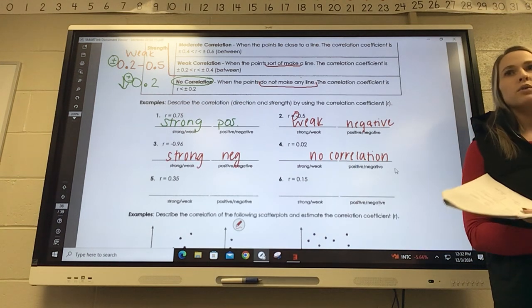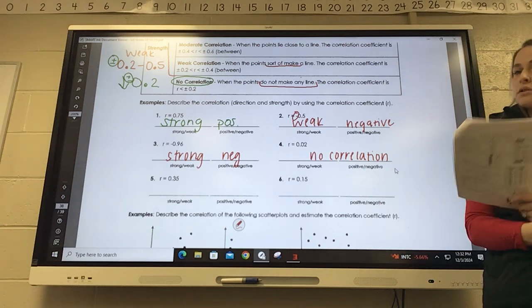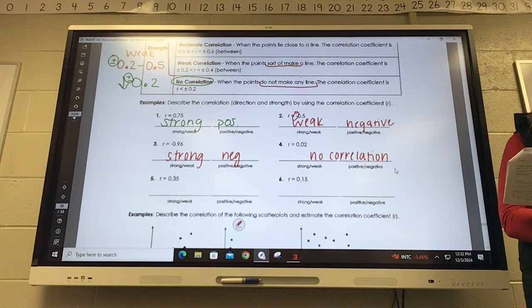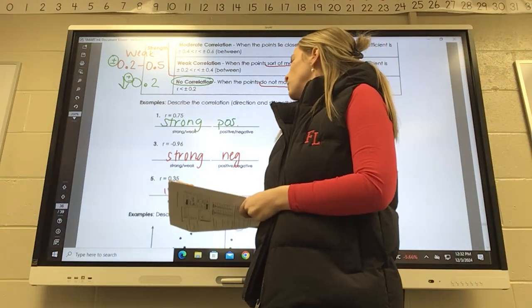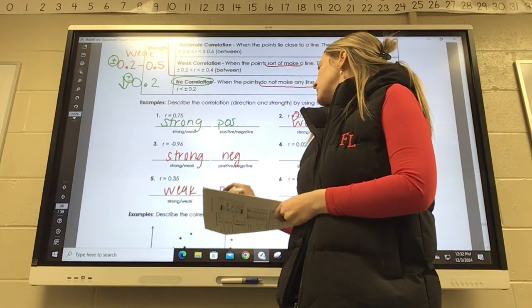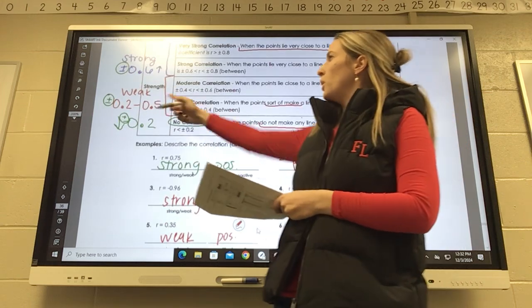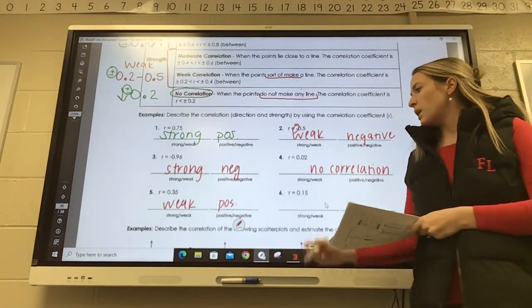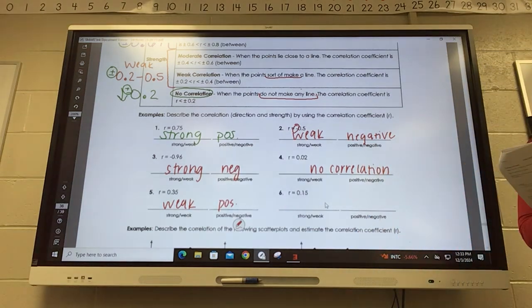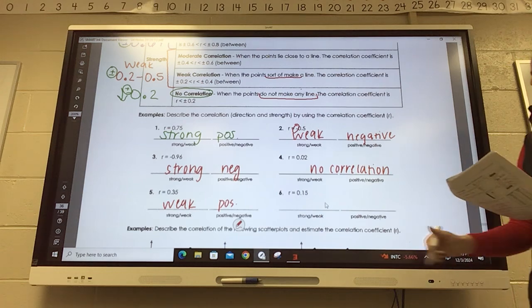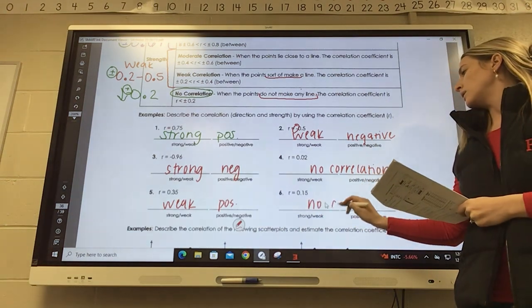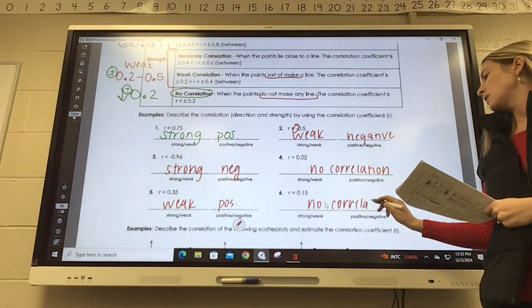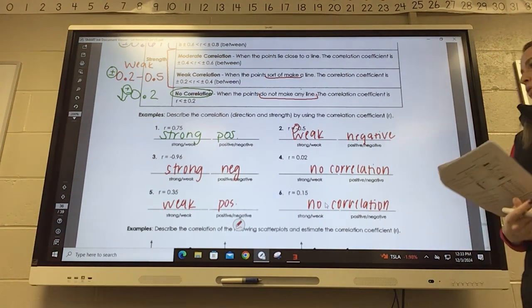Number 5, who wants number 5? r equals 0.35. What do we think? Someone new. Josh? Weak and positive. Again, weak is 0.3, that's in this 0.2 to 0.5 range, and then positive just because it's a positive number. And what about my last one here? Caroline? No correlation and positive. Good. No correlation. I'm going to leave off the positive, just no correlation.